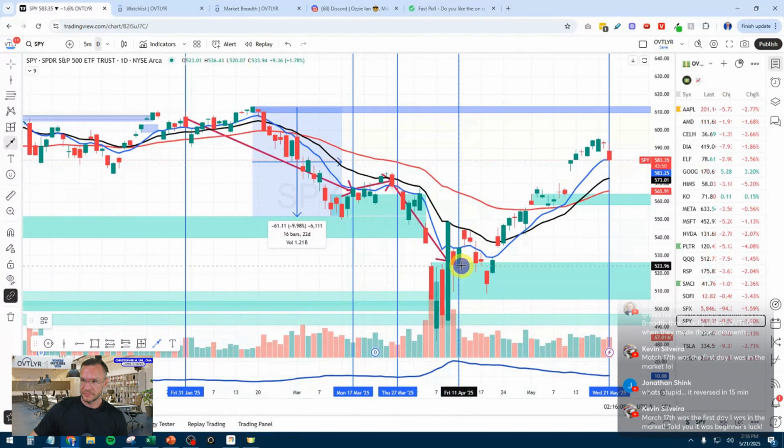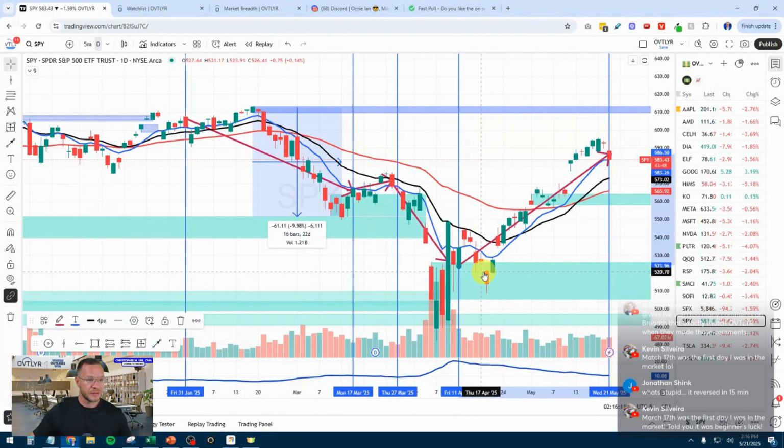So once again, market breadth is leading the charge. And it makes so much sense.